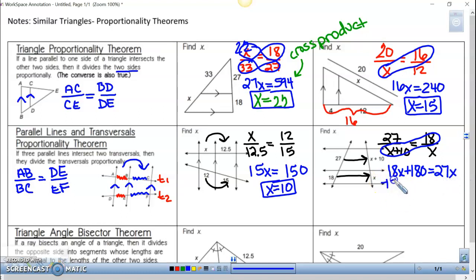All right, now we're going to have to take the 18x to the other side. And that is 180 is equal to, what is that, 9x? So x is 20.